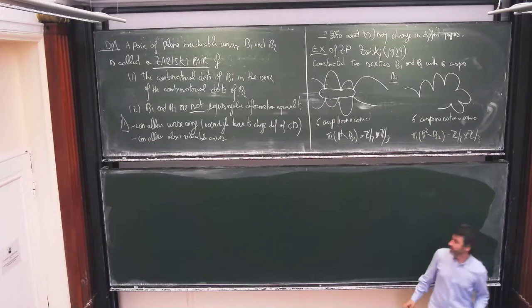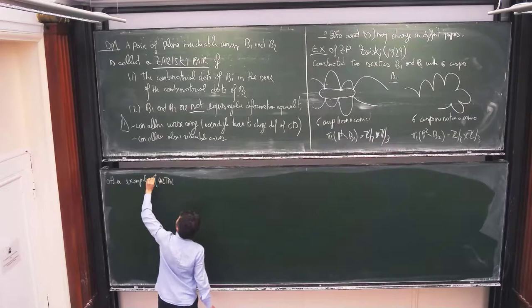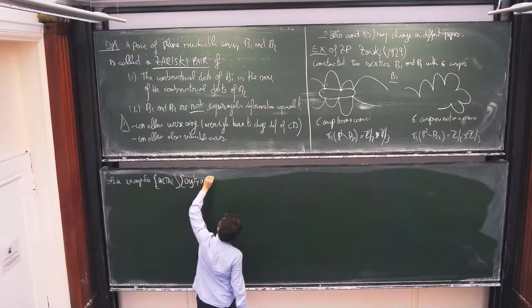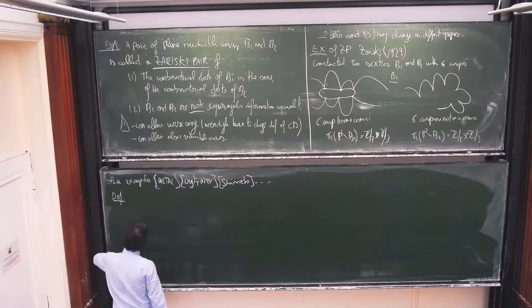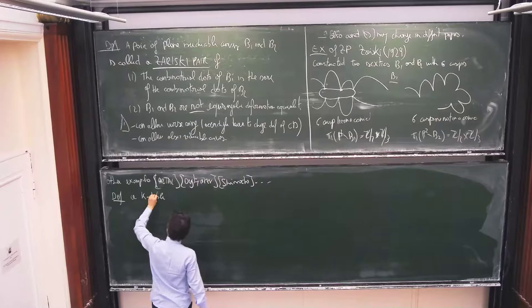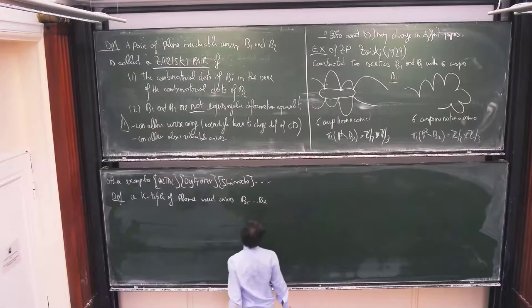So one can also see other examples by Artal, Dekeler, Shimada, and many others. And they also introduced a definition of Zariski multiplets. So a k-tuple of plane irreducible curves B1 to Bk is called a Zariski multiplet.